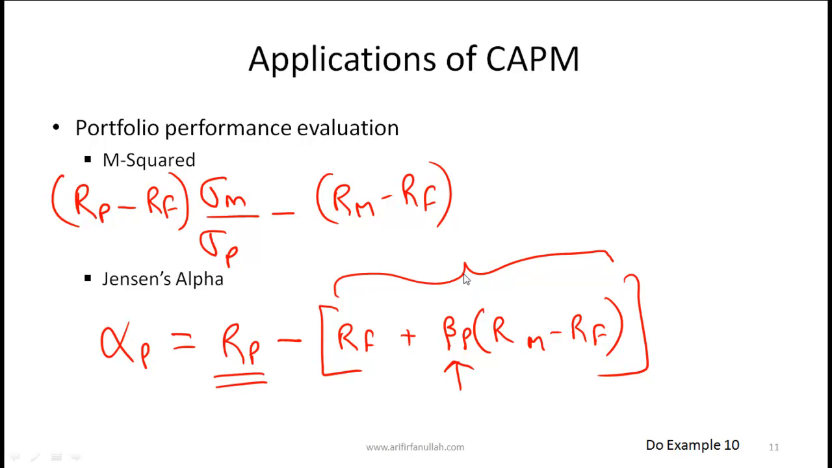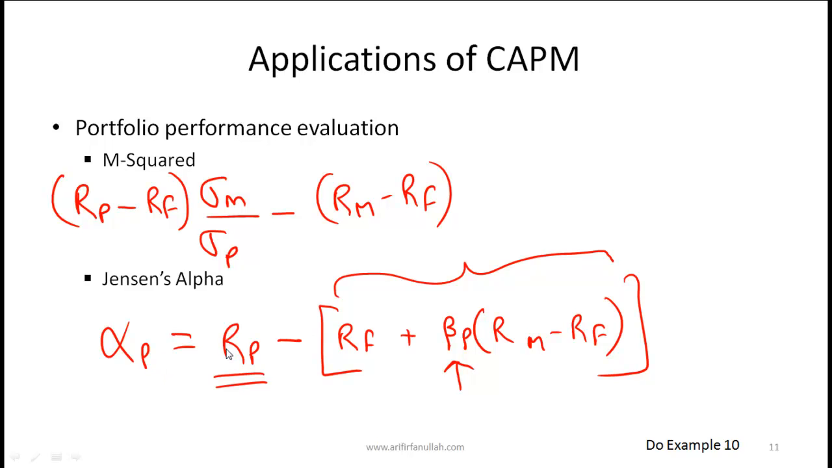This part that I have put in parentheses gives us the return that we require given the level of systematic risk. And if the Jensen's alpha is positive, that is saying that our portfolio is returning above what we require. So the higher this Jensen's alpha, the better.